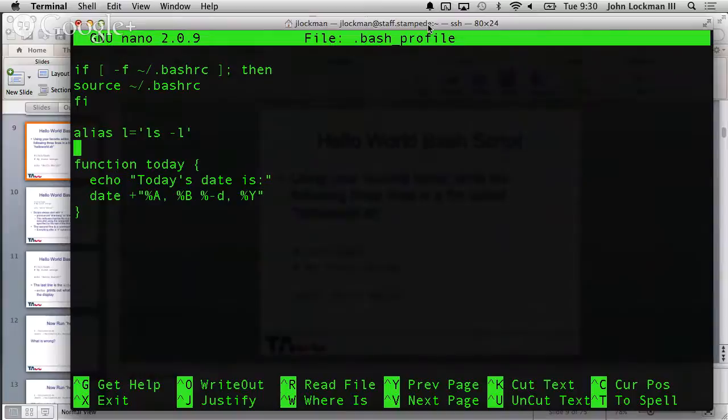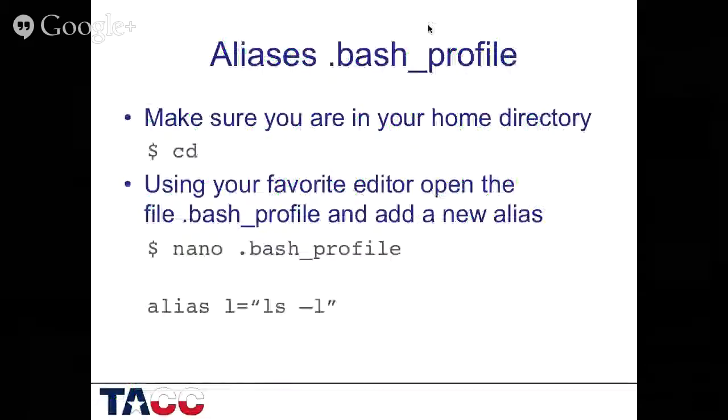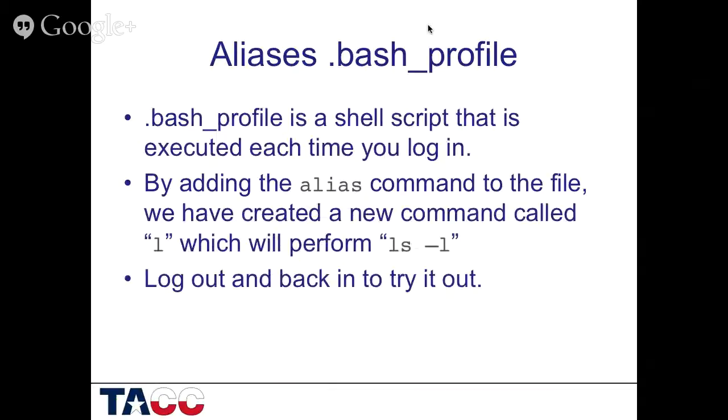All right, everybody's got the alias in there? Again, it's just alias and then the character l, no space, equals, and then a single quote, ls space minus l, and then close the quote. Looks good? Now this is your bash profile, and this is only sourced when you log in. So this isn't going to work right away. What we'll need to do is log out and log back in for this to take effect. So go ahead and exit from Stampede and then log back in one more time.